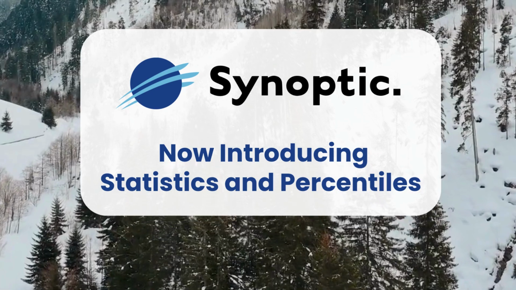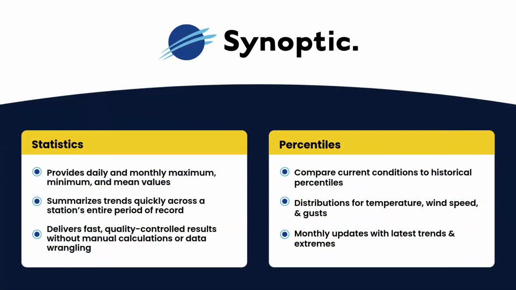Let's get started. First, the Statistics service gives quick access to minimum, maximum, and mean values for nearly any numeric weather variable for your chosen station. You can view daily or monthly intervals across an entire period of record, making it easy to summarize conditions without calculating extremes or averages yourself.